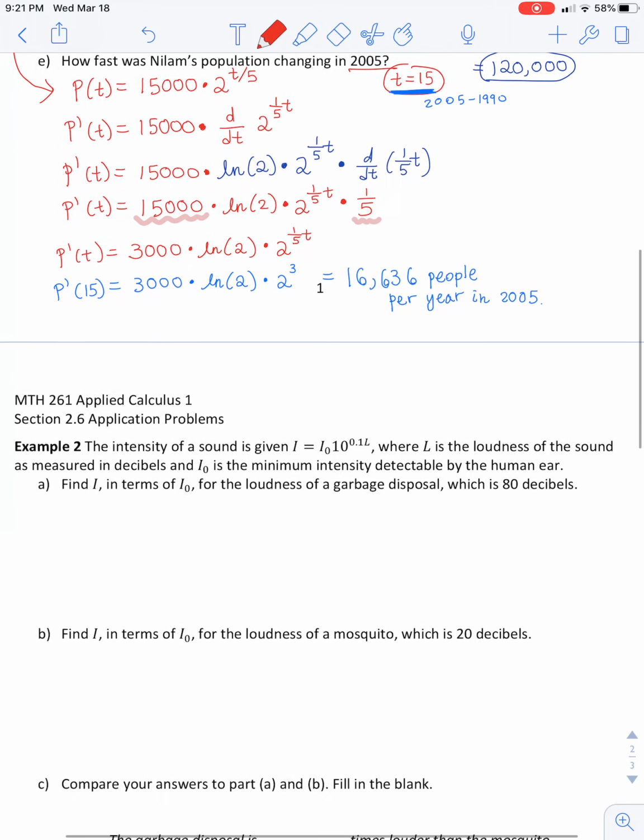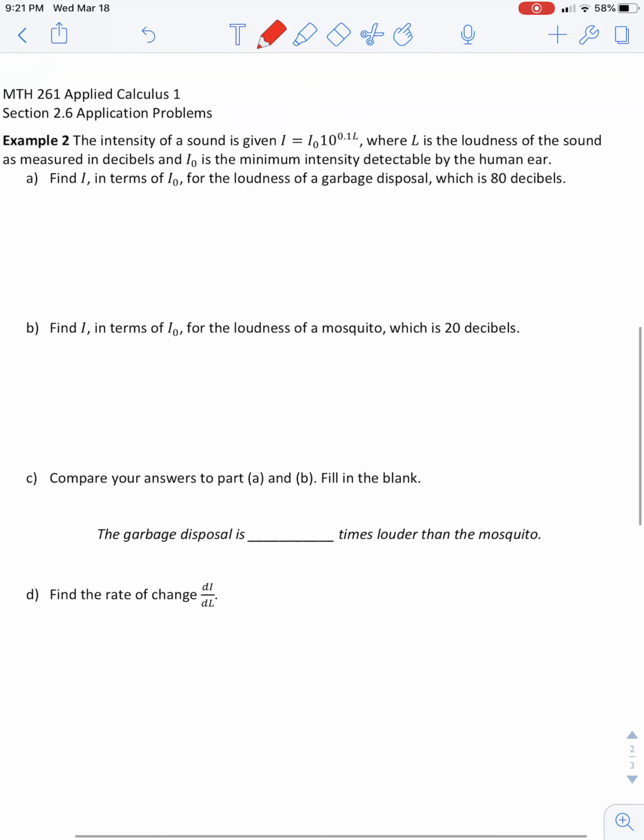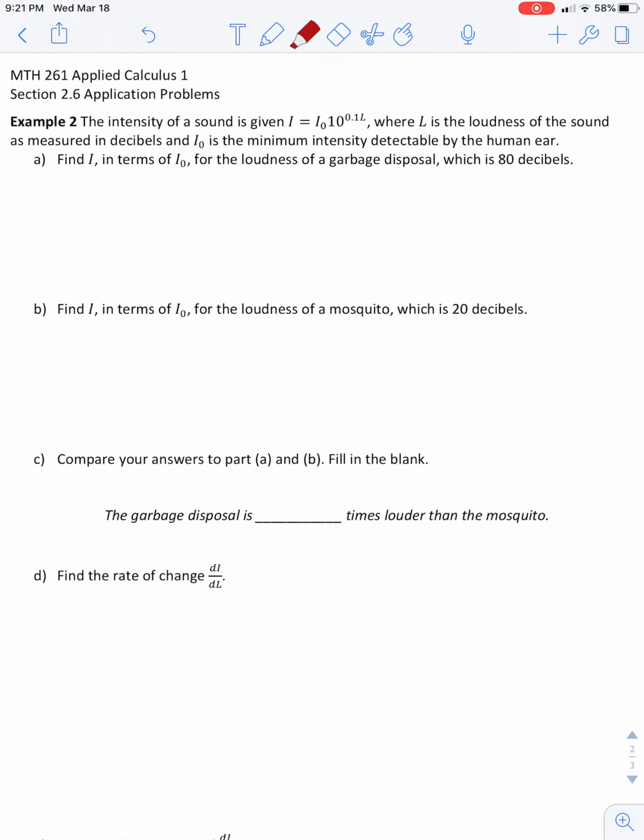All right, let's look at example 2. This one's a little bit shorter though. Okay, the intensity of a sound is given by I equals I naught times 10 raised to the 0.1 times L, where L is the loudness of the sound as measured in decibels, and I naught is the minimum intensity detectable by the human ear. Find I in terms of I naught for the loudness of a garbage disposal, which is pretty loud, at 80 decibels.